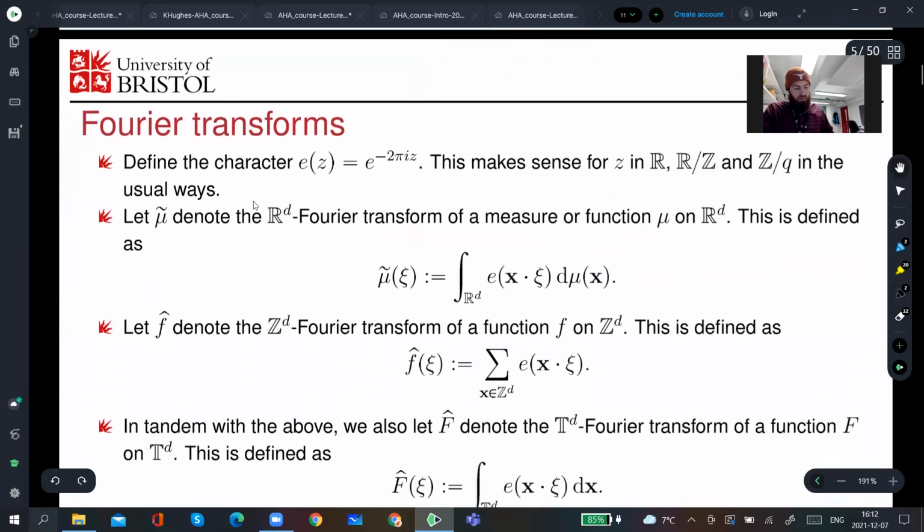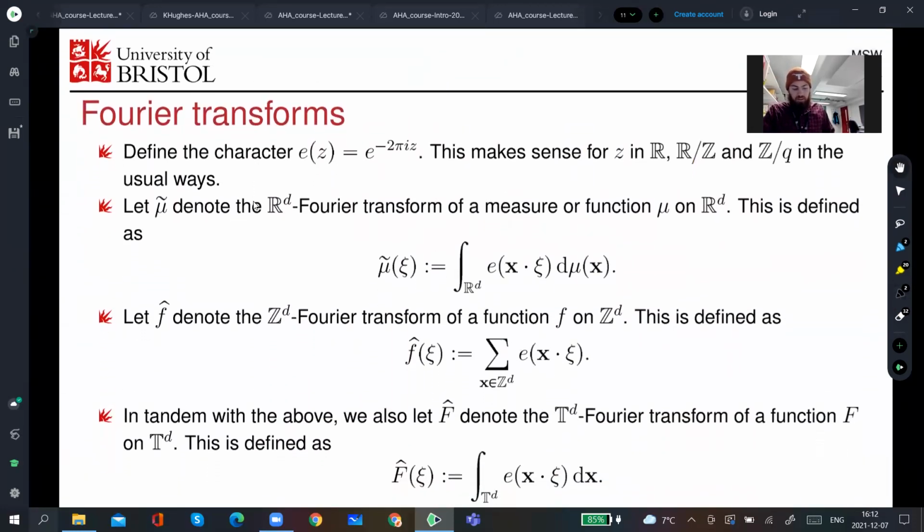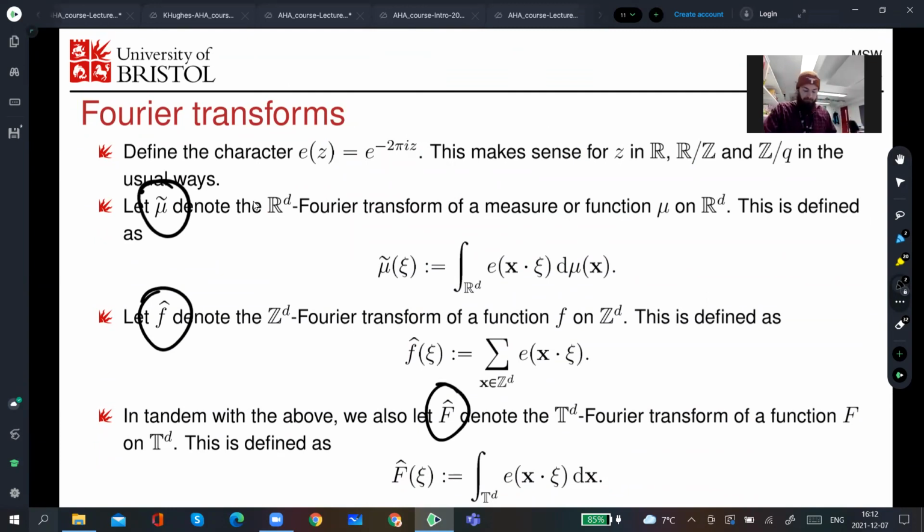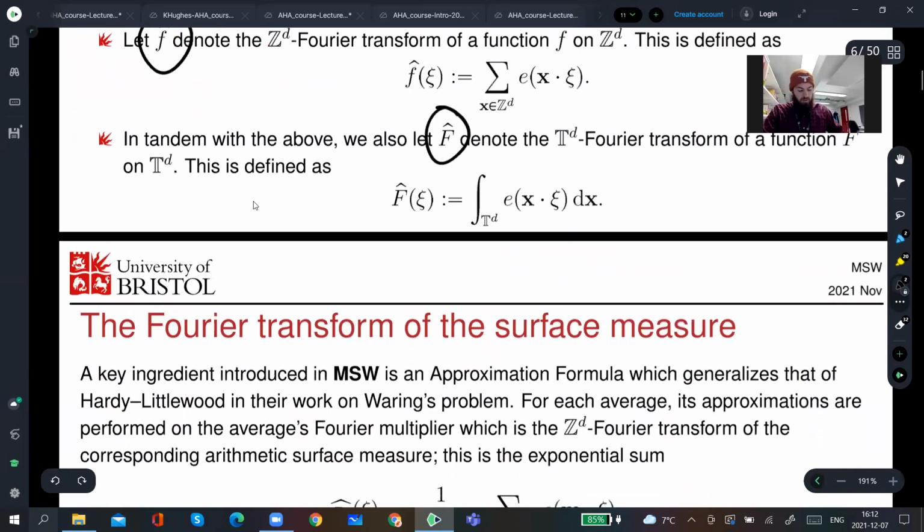Just to remind some notation from previously, we always have this character we're using, e to the minus 2 pi i z, and it makes sense in a variety of spaces. The continuous Fourier transform is done with a tilde, whereas the discrete one, the one on Z^d, is done with a hat. But we also, in an abusive notation, do the same on T^d, where it's really the inverse Fourier transform from Z^d. These are defined as on the page.